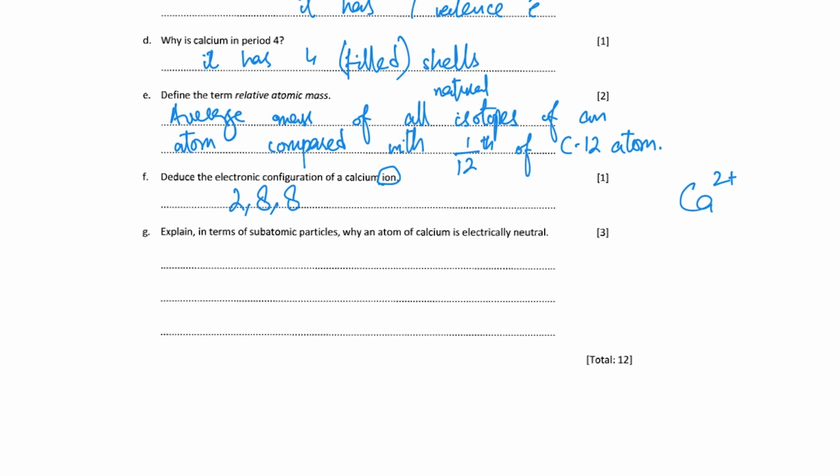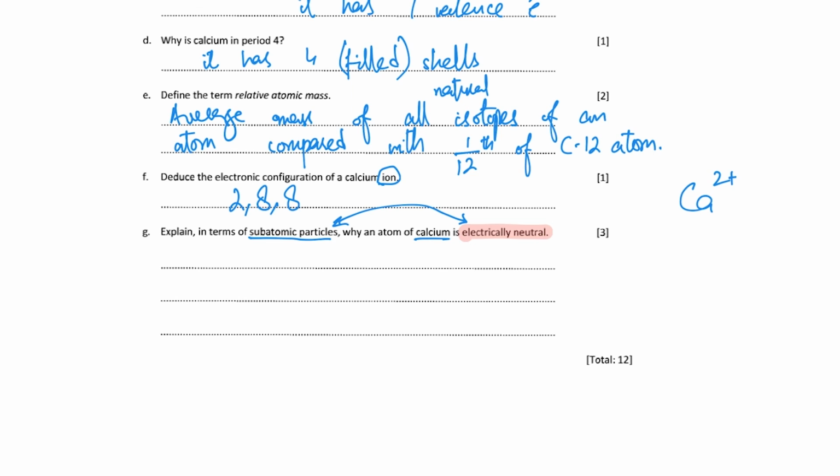Next, explain in terms of subatomic particles why an atom of calcium is electrically neutral. Now this is a very important question because usually students will simply say that it is electrically neutral because it has the same number of protons and electrons, or it has the same number of positive or negative charge. But what's important is that you have to refer to calcium because that's what the question is about. And secondly, you have to explain in terms of subatomic particles. Not just that, you have to also relate it to electrically neutral, electrical charge somehow.